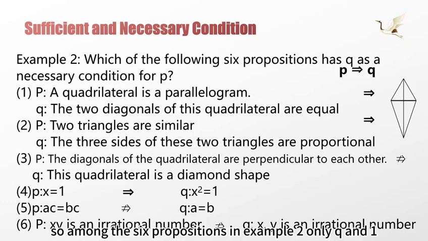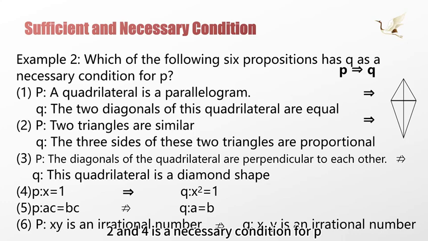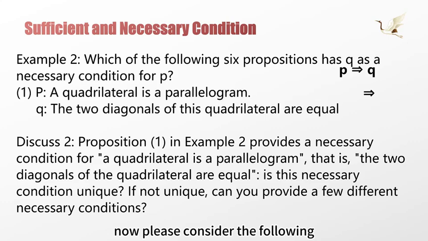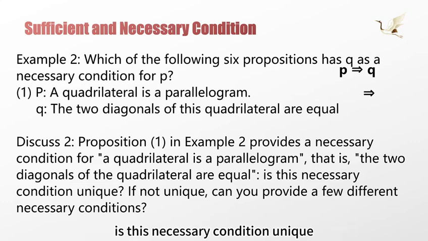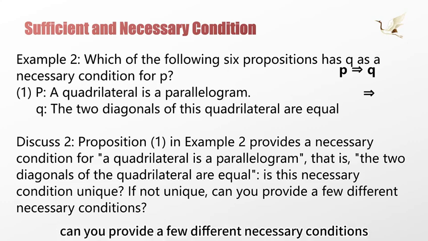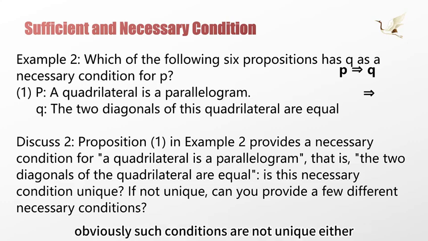So among the 6 propositions in example 2, only Q in 1, 2, and 4 is a necessary condition for P. Now please consider the following question. In example 2, proposition 1 provides a necessary condition for a quadrilateral to be a parallelogram, that is, the two diagonals of the quadrilateral are equal. Is this necessary condition unique? If not unique, can you provide a few different necessary conditions? Obviously, such conditions are not unique either.